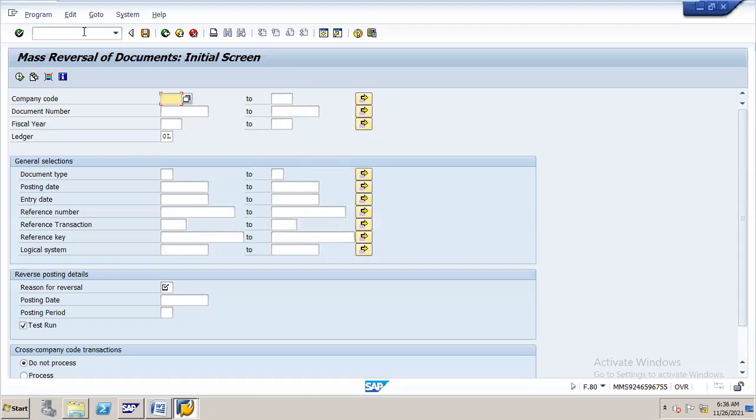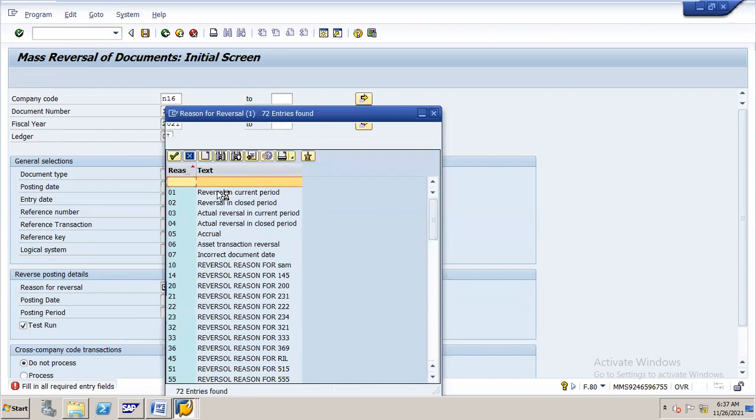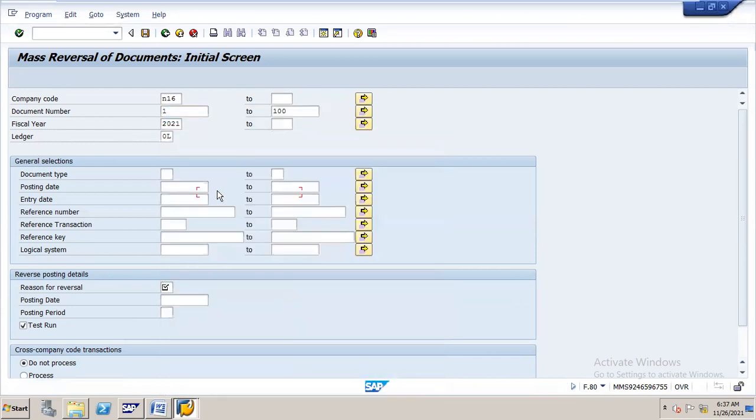For any other reason, if you want to reverse multiple documents at a time, give the company code like this. What is that? F.80. Give the document numbers 1 to 100, so you want reversal at a time for all the document numbers, just give that. In between this, if you want to exclude any, first give the fiscal year, and then the reversal reason when you are going to reverse. I want reversal in the current period, this month, November. So in between 1 to 100, you won't exclude any documents.